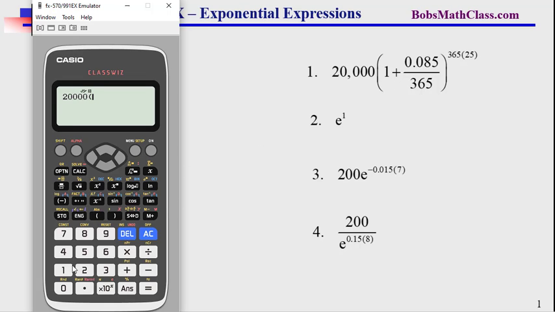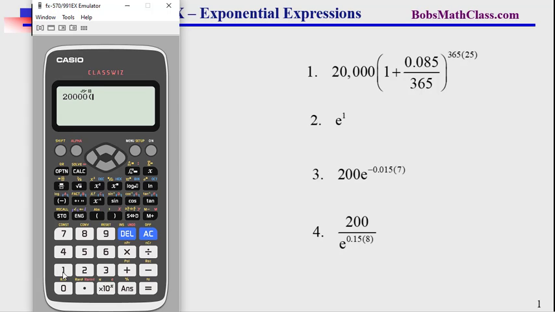1 plus, all right, so this problem comes from the accumulated interest problem. The 20,000 would represent the amount of money that you invest or that you owe. The 0.085 represents 8.5% written as a decimal. 365 represents the number of days per year if it's compounded. And then the 25 outside represents 25 years. So let's say you have $20,000 invested at 8.5%, compounded daily, and you leave it in there for 25 years. How much would you end up with? Anyways, we're just learning how to use our calculator.